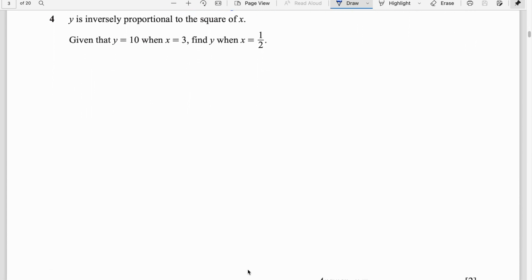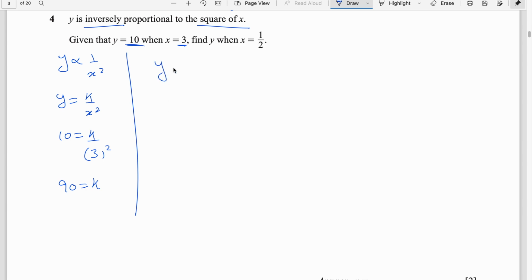Question number 4. Y is inversely proportional to square of x. So y is equals to k over x square. Given that y is 10 when x is 3. Y 10, x 3. 3 squared is 9. 9 into 10 is 90. So rewrite the equation y is equals to 90 by x square.